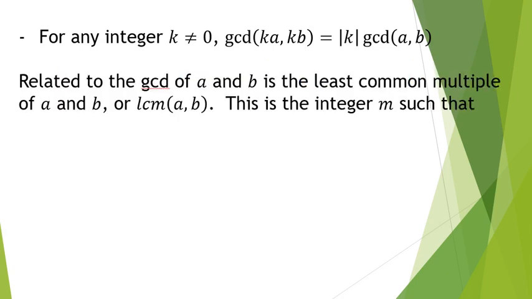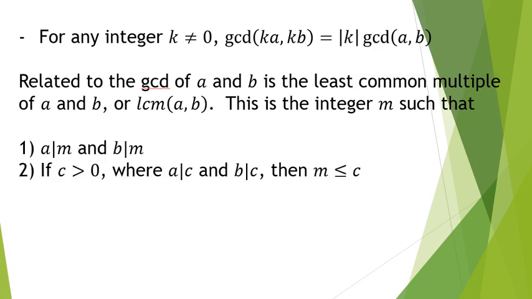We talked about the greatest common divisor of two integers a and b. Related to it is the least common multiple of a and b, or as we write it, LCM(a, b). The least common multiple of a and b is the integer, and we call it little m, such that a divides m and b divides m. This is just saying that m is a multiple. What makes it the least common multiple is property number 2.